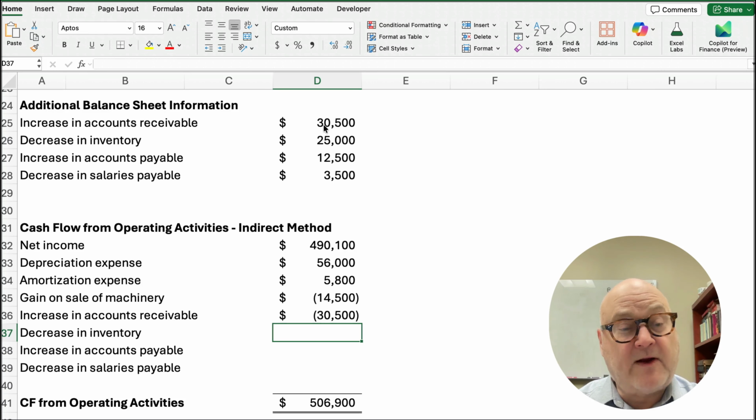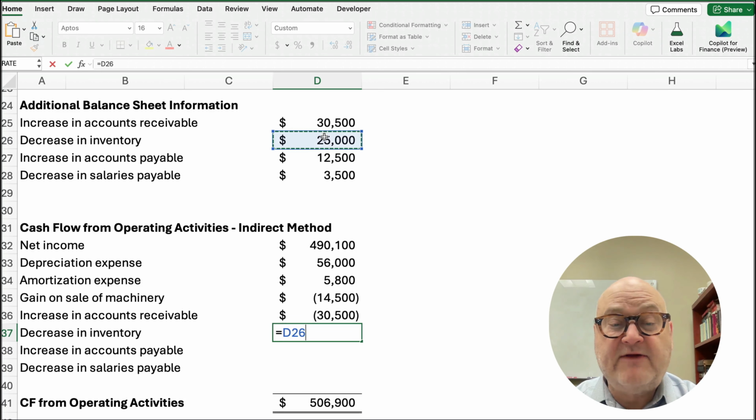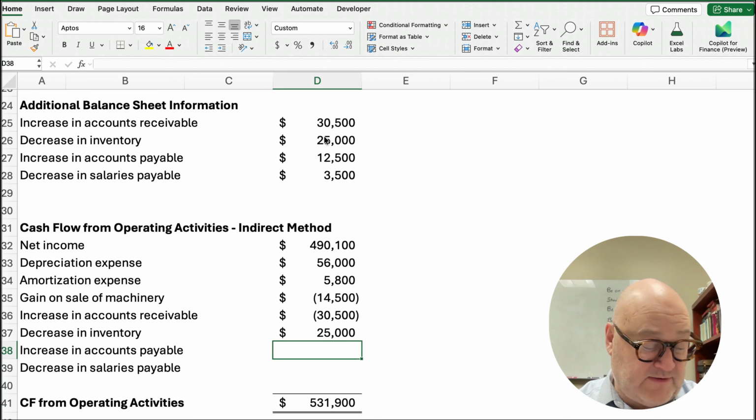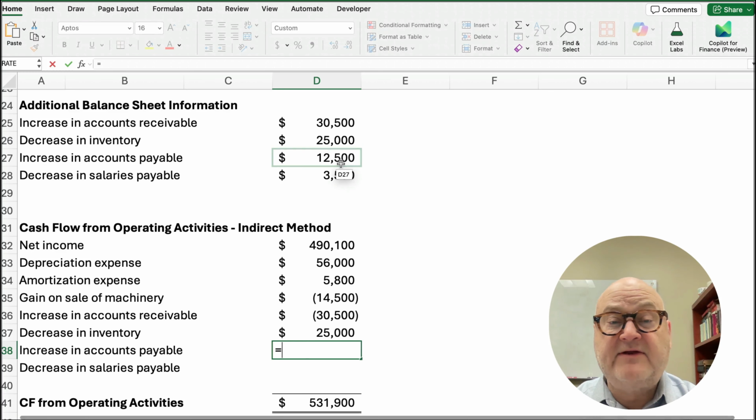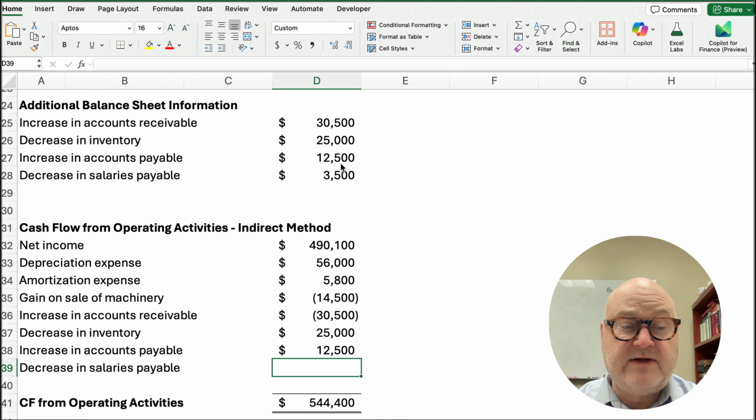Decrease in inventory, we bought less inventory, so we didn't pay cash as much. So that's just going to be a $25,000 increase. Now, increase in accounts payable, we assume that cash goes up. So we're going to make that a positive $12,500.